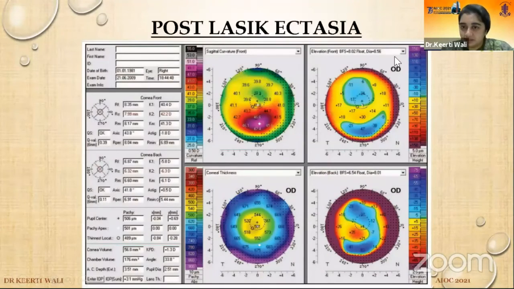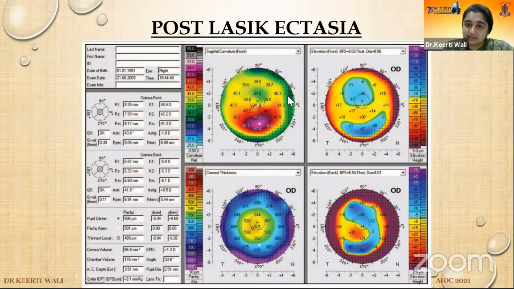And this is the last map, which shows a keratoconus-like picture. When we see the sagittal curvature, we see a hotspot decentered inferiorly, and the thinnest location is decentered horizontally, and it is 489 microns.